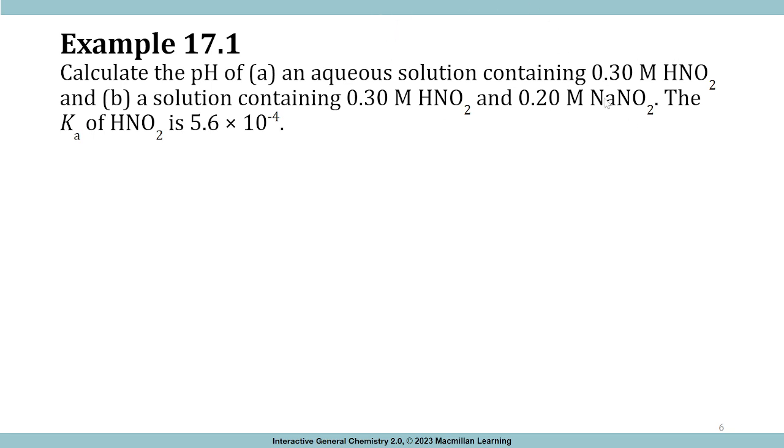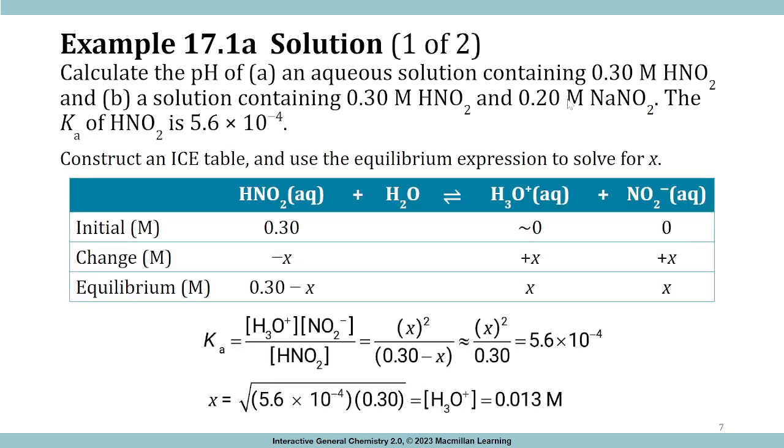So the first problem is just a normalized problem, right? So we just write out our equilibrium for a weak acid, HNO2 plus water yields H3O plus NO2 minus. Cool. And then the next thing we have to do is put our initial conditions. We have 0.3 here, 0 and 0. And then it's minus x plus x plus x. And we get 0.3 minus x, and x.